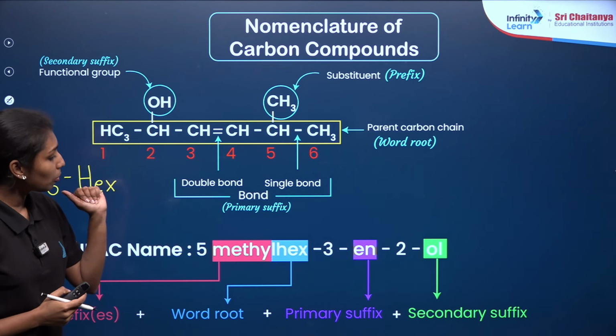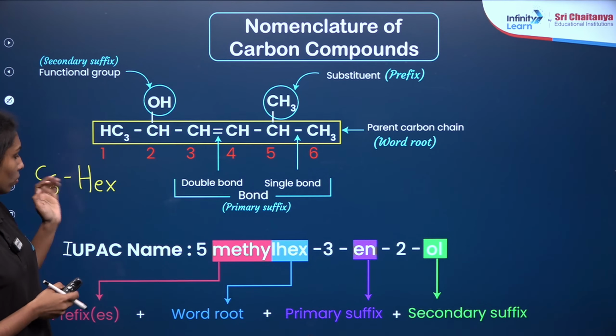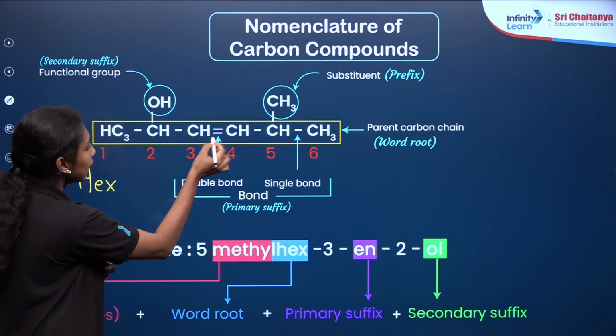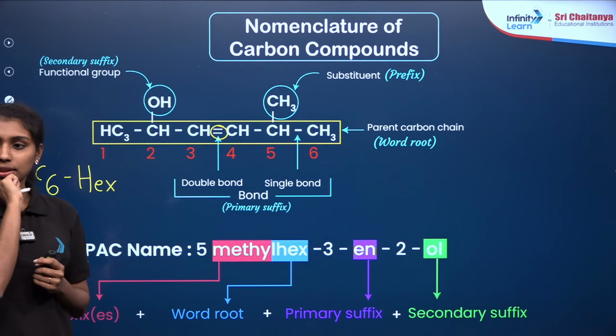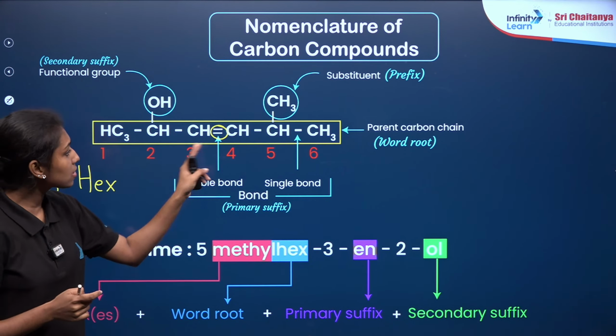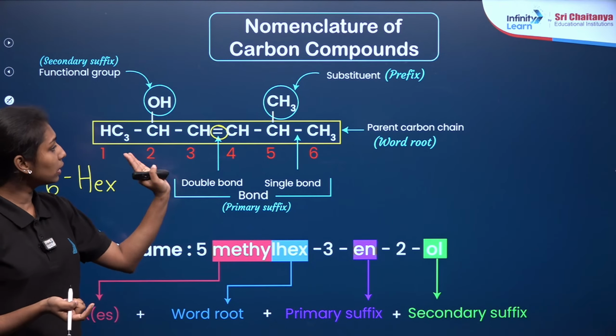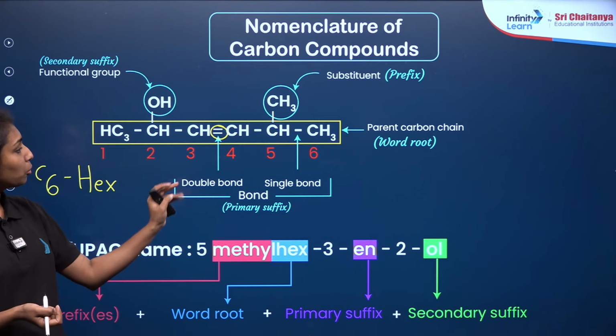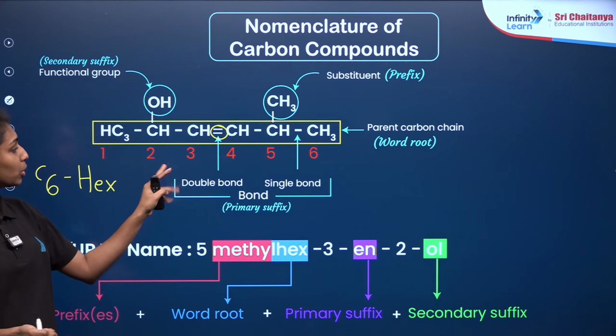Then we can see that a single bond is also present, along with a double bond, right? Are you getting the point? You were asked about the multiple bonds here. So this is an example of a multiple bond, the double bond here. So what we need to do? We need to start the numbering. There will be 2 possibilities, right?